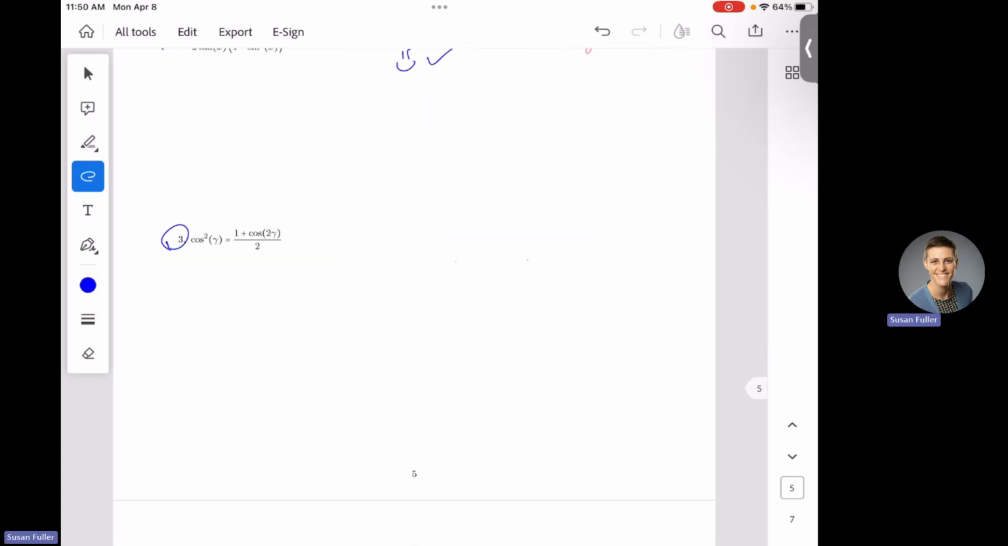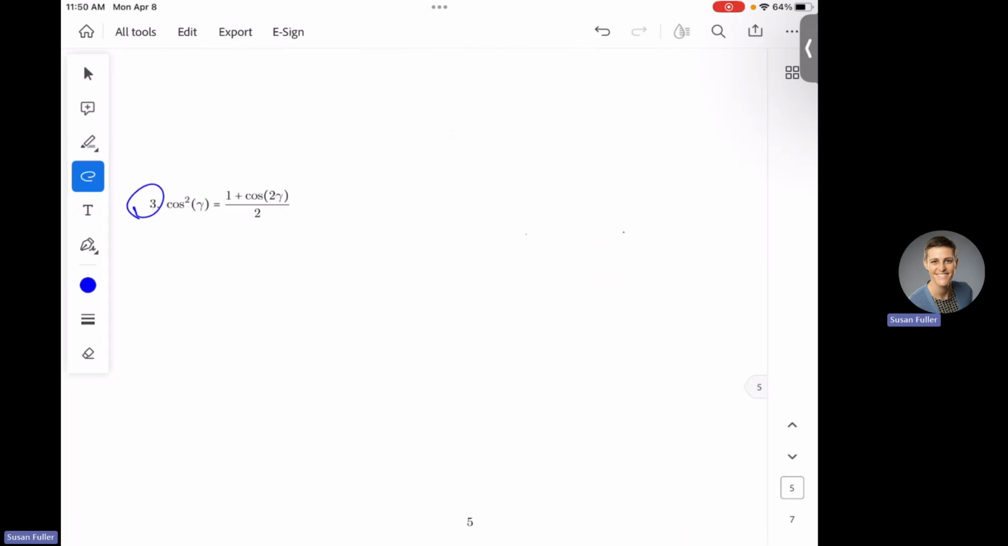Okay, so how about number 3? If I wanted to verify that cosine squared of gamma was equal to 1 plus the cosine of 2 gamma all over 2, I have to pick a side. I think that the right side looks a little bit scarier to me, so I'm going to start there. 1 plus the cosine of 2 gamma all over 2. So that's where I'm starting.